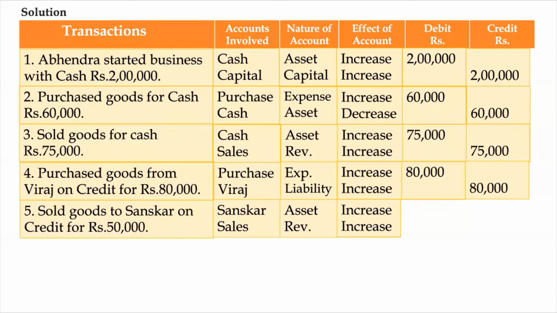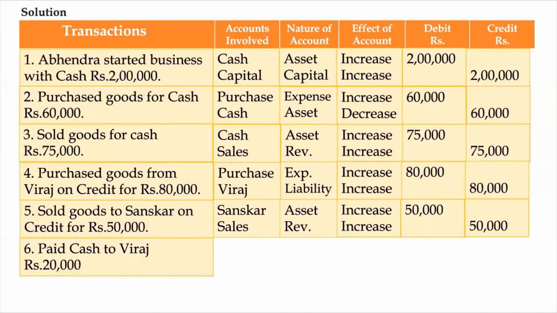So we have learned that when an asset increases, we record it on the debit side, and when revenue increases, we record it on the credit side. Okay. Now let's see the sixth transaction, which says paid cash to Viraj 20,000. We have purchased some goods from Viraj, right? In the fourth transaction, we had purchased some goods on credit of 80,000. Now we are paying him 20,000. Okay, we are paying cash to Viraj 20,000.